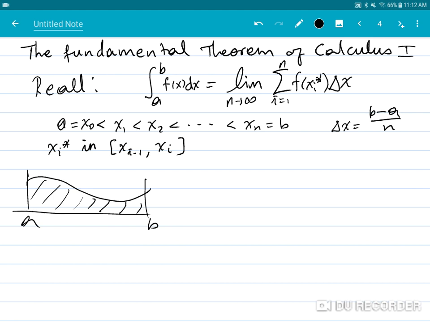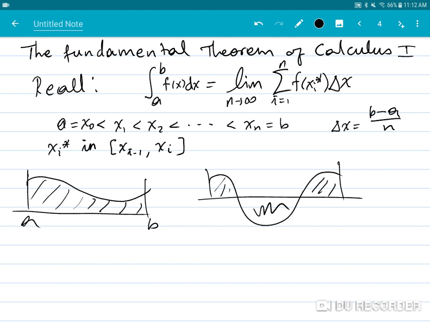On the other hand, if we have a function that goes above and below the x-axis, then this integral gives us the net area, thinking of this as positive area and this as negative area. We add them up, and that gives us the net area. If the function is a velocity function, this gives us the displacement. And there are other uses you will learn in calculus 2 also.